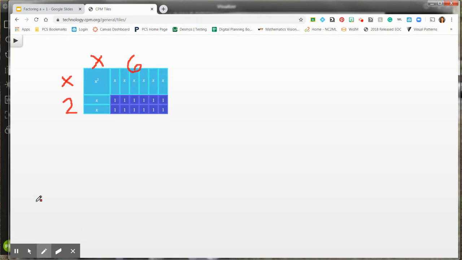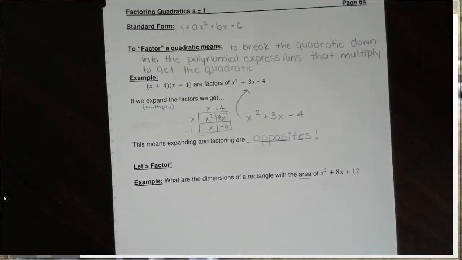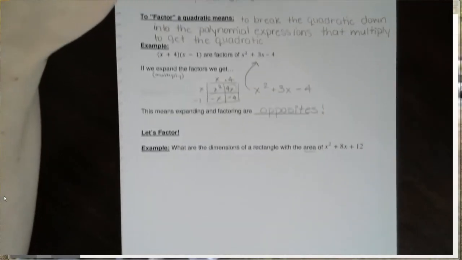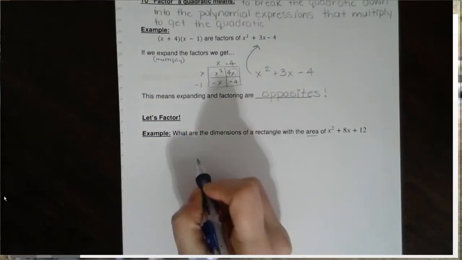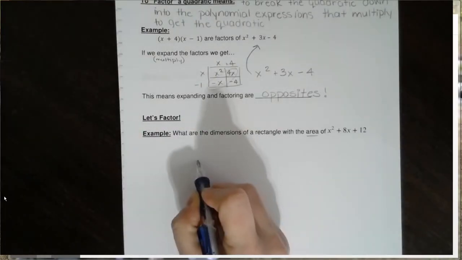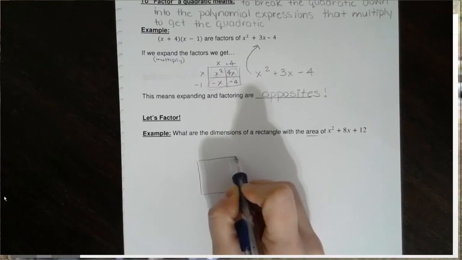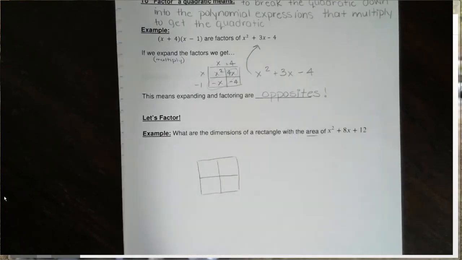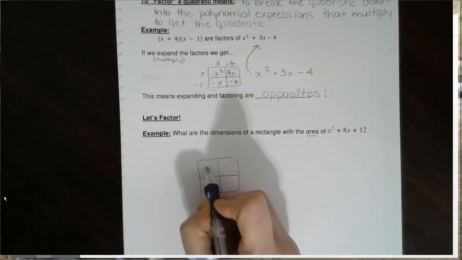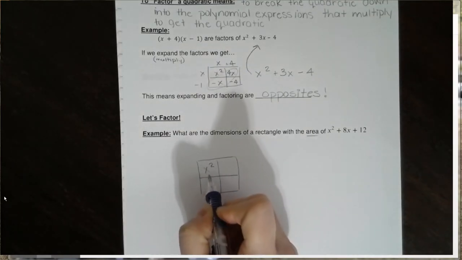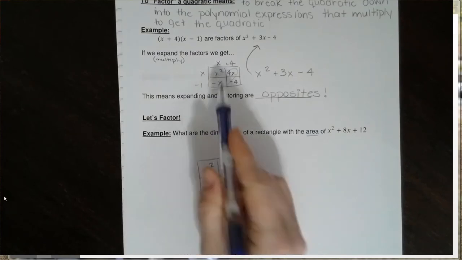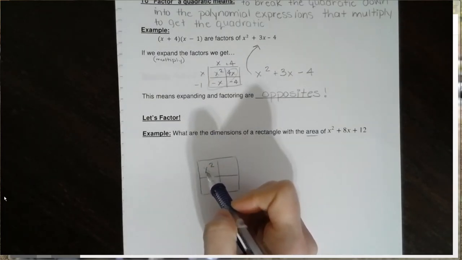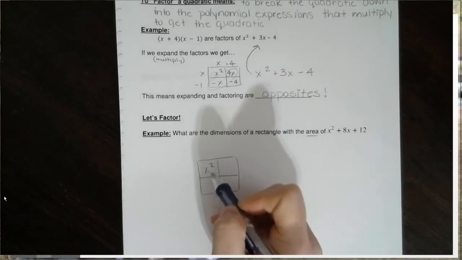So what I'm going to do is switch back to the document camera, and I'm going to redraw that picture in here. If I look at the interior of this rectangle, which represents the area that I was given, this corner was always my X squared. If you go back and look at any of the multiplying that we did, this was always my biggest exponent.